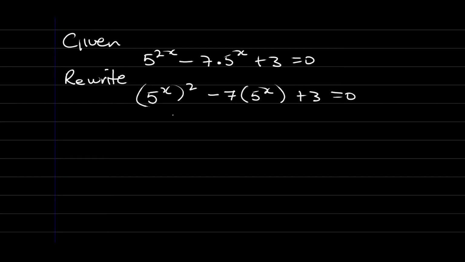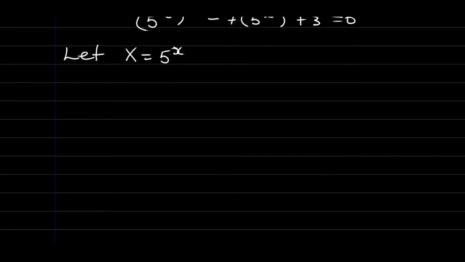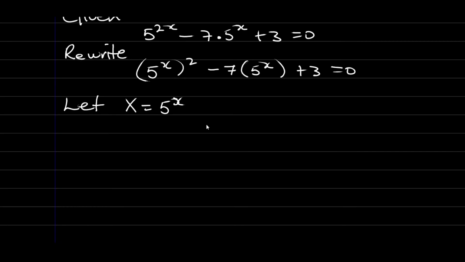And then from there, I'm going to say let x equal 5 to the power of x. You should remember this from when we did reducible quadratic equations, where we left this kind of equation incomplete. So let's complete it now so you know how to do it. We get here x squared minus 7x plus 3 equals 0.